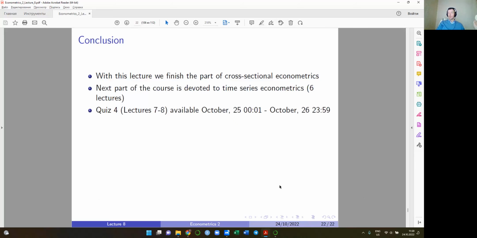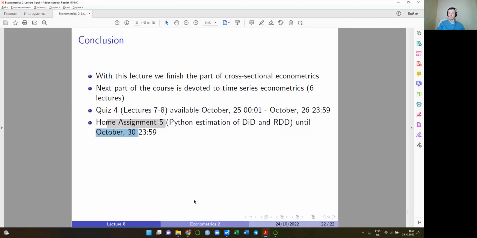So the plan for the future. Quiz number 5, I guess. It's not 4. Yeah, must be 5. Based on the recent lectures, it's going to be available from tomorrow's midnight till Wednesday midnight. Home assignment number 5: simple estimation of difference in differences and regression discontinuity. Be careful, it is available until Sunday midnight.